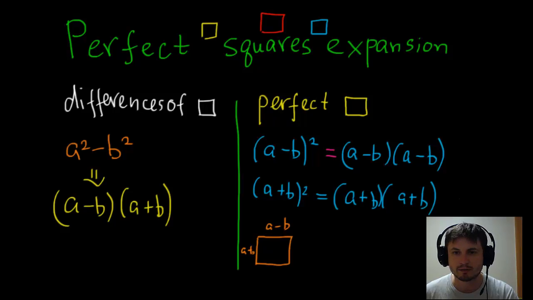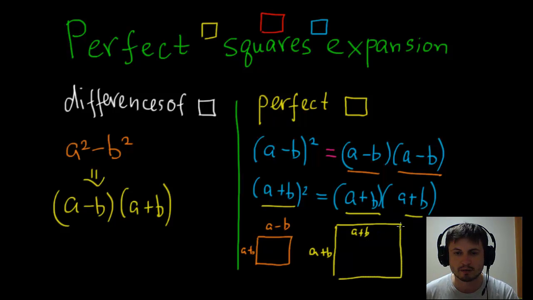Now this here, this was the orange square right here. Now this here, let's make it yellow, this here will be a much bigger square with sides a plus b and a plus b. And once again, this is actually a perfect square.